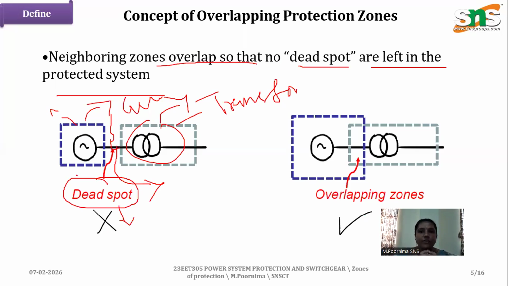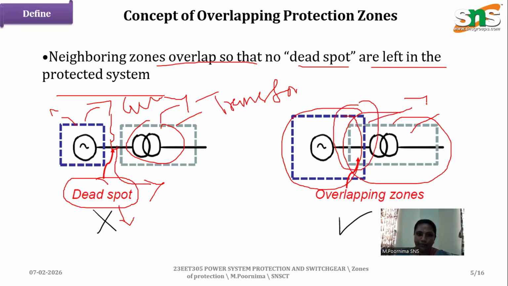So each and every part of the entire power system, including the transmission line, needs to be protected, so we need to overlap the zones. Here in this diagram, you can see the overlap. The generator and the transmission line zones overlap. See here, there is no dead spot available.